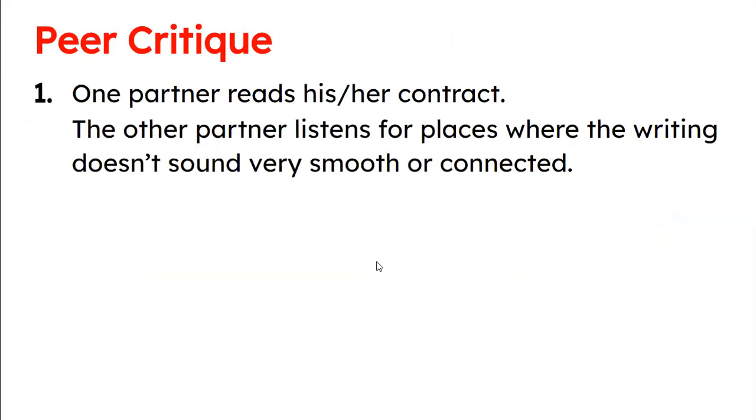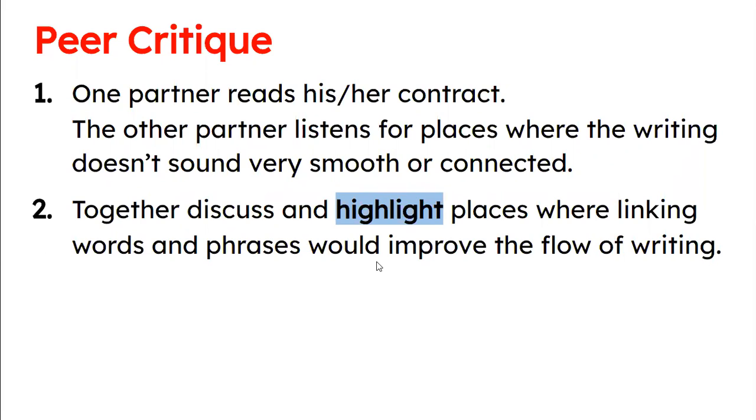All right, we're going to do a peer critique now. So one partner is going to read their contract. If it's possible, you should probably keep your eyes on their screen. We don't want you to be super close, but your eyes should be on their screen so you can help them with what? Spelling and all that cup stuff, right? Capitalization, punctuation, and spelling, right? So the first partner is going to listen for places where it doesn't sound smooth or it doesn't sound connected. Together, you're going to think about places where linking words would be helpful. That's your main job today. Help your partner add some linking words or linking phrases. Help them make their essay smooth, okay?